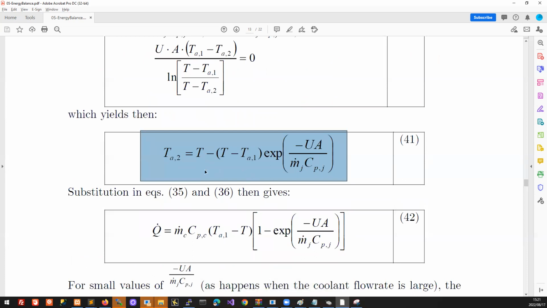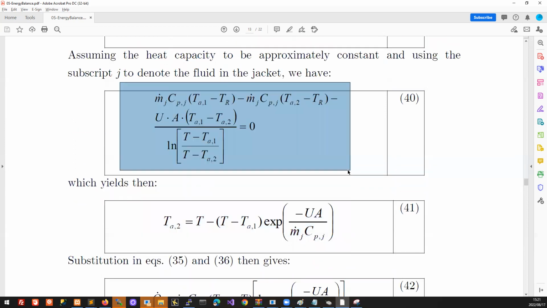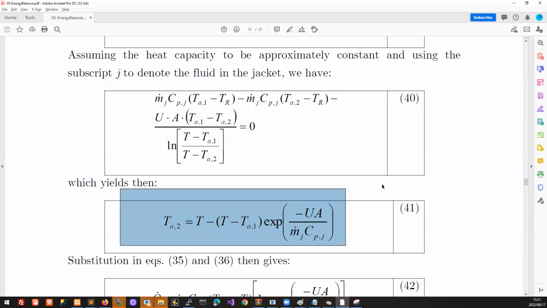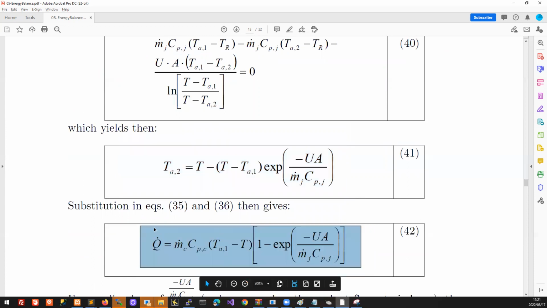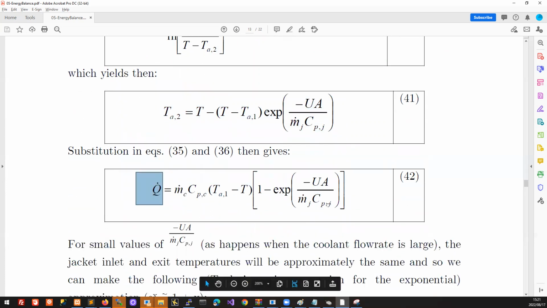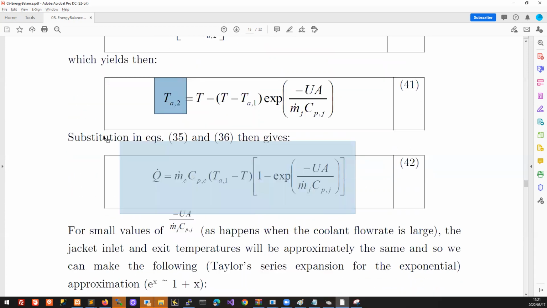And then we got this now from our jacket balance. This was a balance on the jacket. So we got that relationship from the jacket. What we actually need is the Q dot. And so Q dot, if you look on the jacket side, if you substitute this for TA2 into that jacket balance, then you get that expression. And then, like we said, if your mass flow rate in the jacket is high enough, then this term goes approximately to 0.